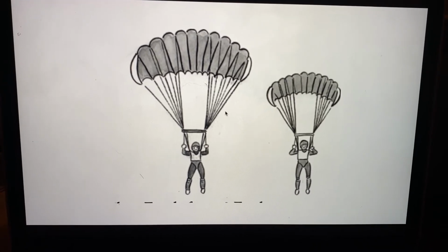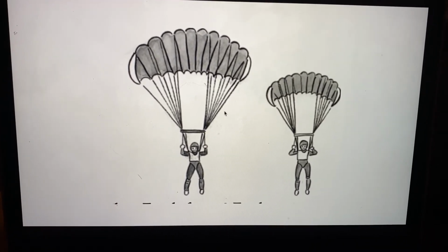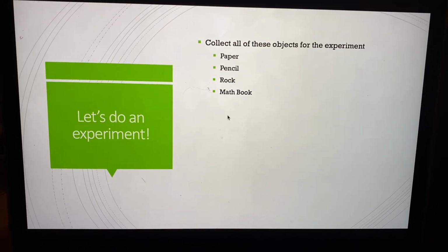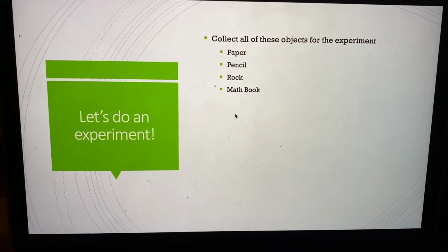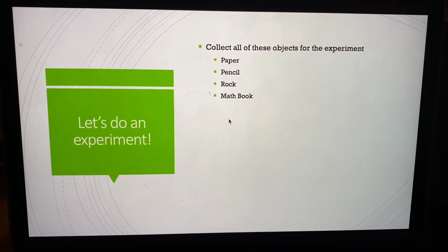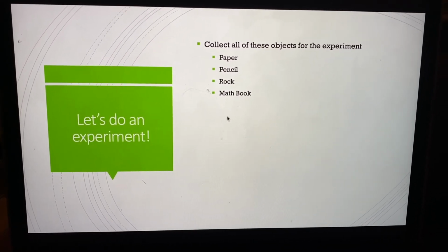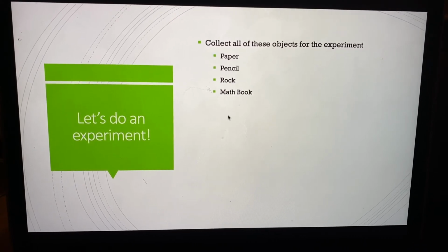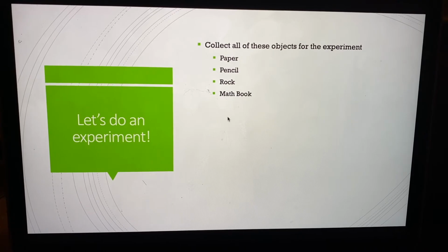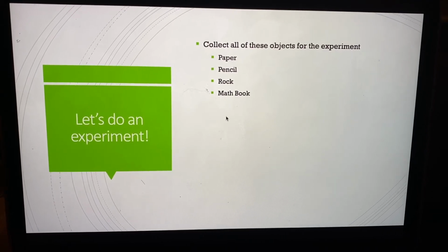So now I want you guys to put this to the test yourself. Let's do an experiment. Collect all of these objects that we will need for the experiment. One piece of paper, any paper you choose, colored, white, whatever you want to use. One pencil, one of our rocks from our class collection, and your math textbook.